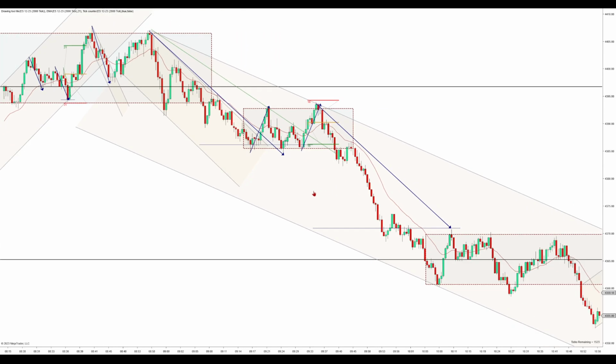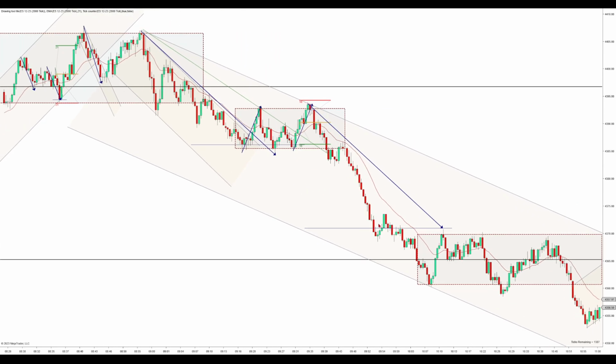But anyway, so we push on lower. Not really any clear entries on the way down, unfortunately. Once we reach this measured move level, look at that reaction. There's nothing clear off of it to enter on. But I'm just saying, these measured move levels are important. That's why you're getting a reaction right there.